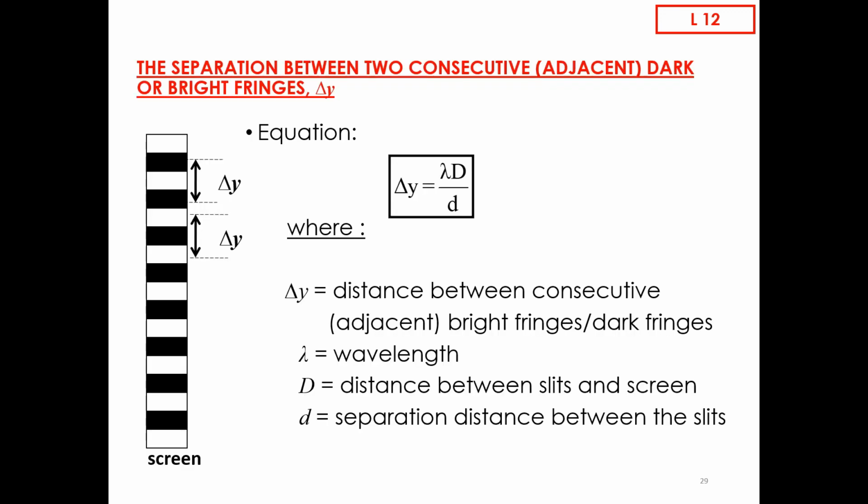Okay, next, how to calculate the separation between two consecutive adjacent dark or bright fringes. Between one bright fringe and the next bright fringe, we can calculate delta y, which is the distance between two consecutive adjacent bright fringes or dark fringes. The equation given is delta y equals lambda D over d, where lambda is the wavelength, capital D is the distance between slit and screen, and small d is the separation between the slits.